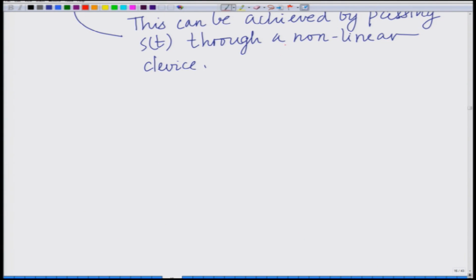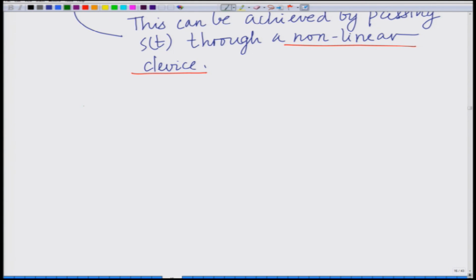Obviously, a linear device cannot be used for frequency multiplication, because for a linear time invariant system, if a sinusoidal signal is input with a certain frequency, then the output sinusoidal signal will also have the same frequency. So, a linear time invariant system cannot be used for frequency multiplication. However, a nonlinear device can be used for the same purpose, and we are going to illustrate that.